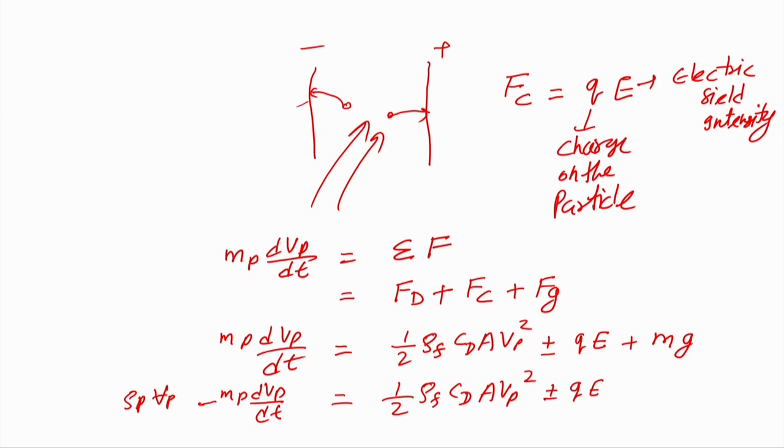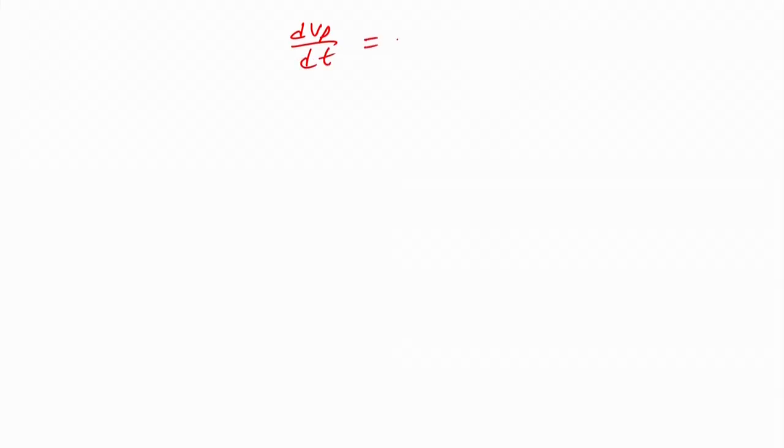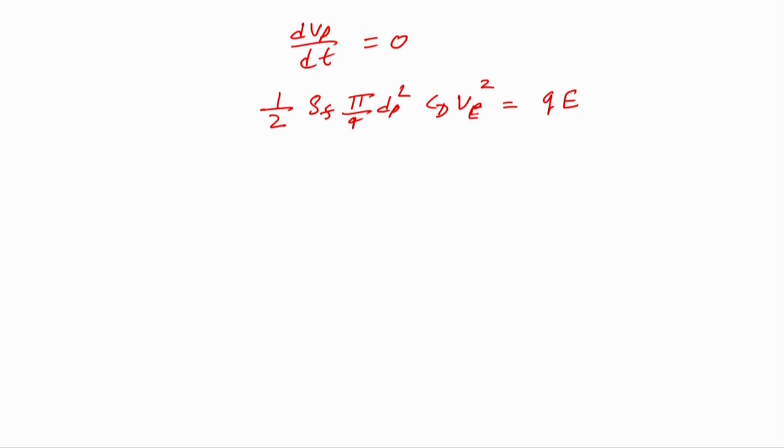What we are more interested in is when dVp upon dt is equal to 0. It means all the forces are balanced and the particle is moving with a constant velocity. In that case you can write half rho of fluid, area of particle which is pi by 4 dp square, into Cd into Vp square will be equal to q into E. Instead of Vp we call it the electric drift velocity, Ves, because now the particle is moving under the influence of the electric field, and the drag is opposing its motion. So, that is what we call the electric drift velocity.